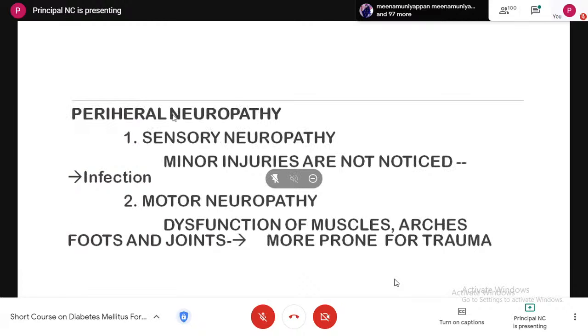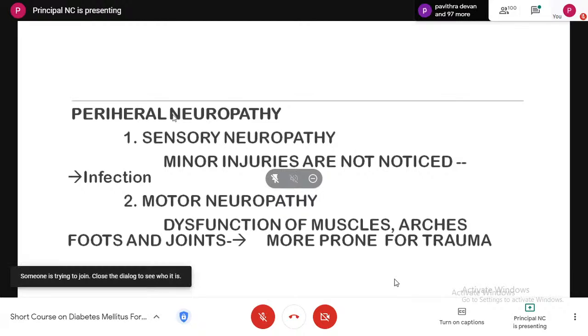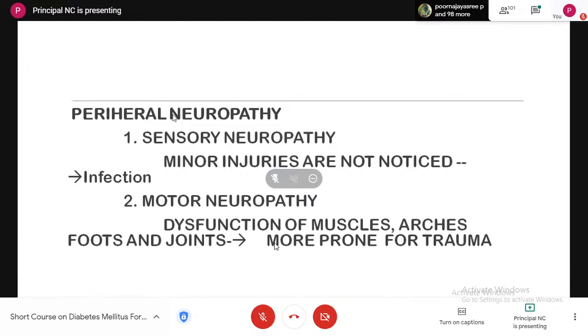So next slide, please. As I already told, peripheral neuropathy. Neuropathy, we all know, involves sensation, then motor function, and then autonomic function. These three things will come. So as I already told, it's sensory neuropathy. The minor injuries will be there. They won't feel pain, so obviously it will lead to infection and it will progress.